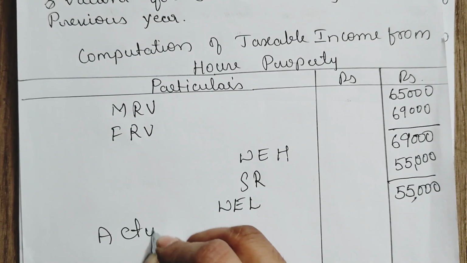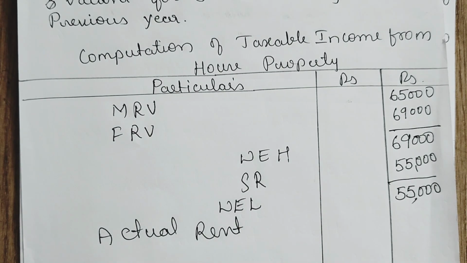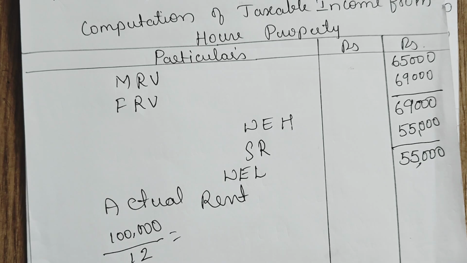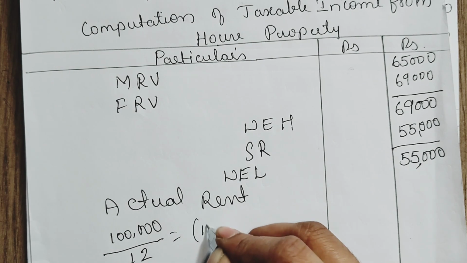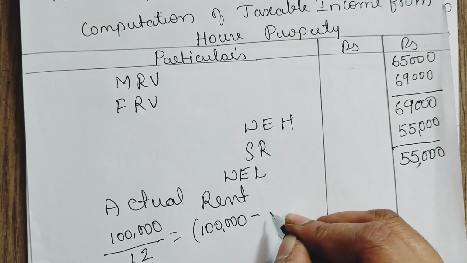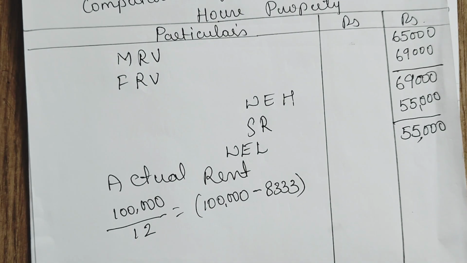Actual rent is given as 1 lakh, right? 1 lakh is the actual rent, divided by 12 months, because we have a vacancy period that we have to deduct. So 1 lakh divided by 12, what is the rent per month? Rent per month is 8,333. Because 1 month's rent is unrealized, not able to realize that 1 month's rent, you are deducting 8,333.